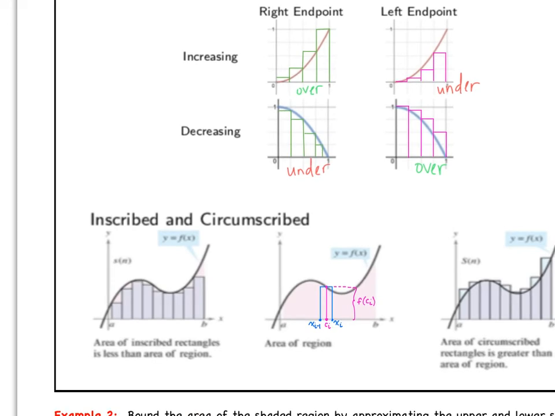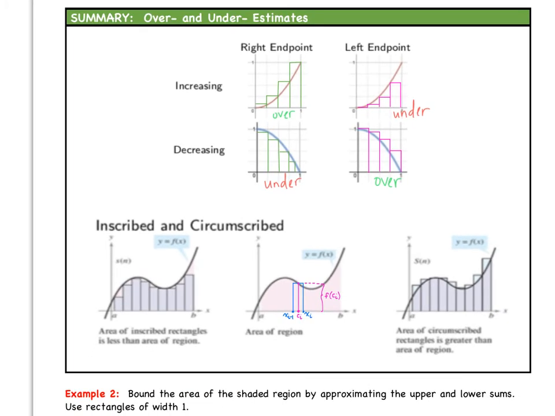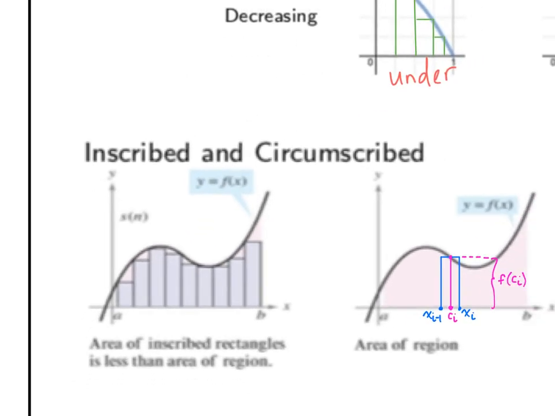Now, what if we use inscribed and circumscribed rectangles? Okay, so if we look here, these are all inscribed rectangles, and I apologize that it's a little blurry, but you can get the idea. So for inscribed rectangles, you should see that the area is less than the actual area. This is an underestimate.